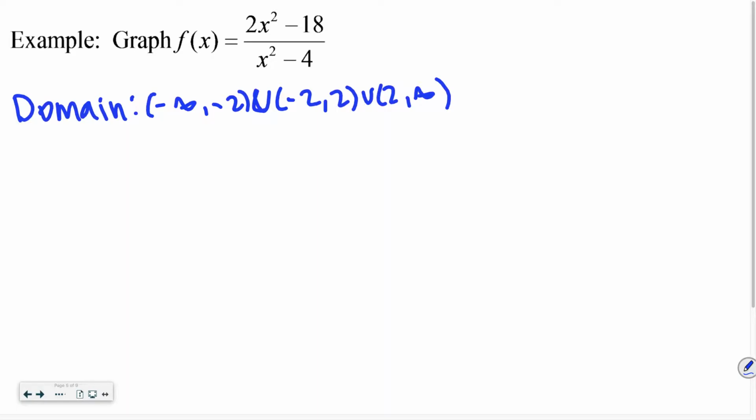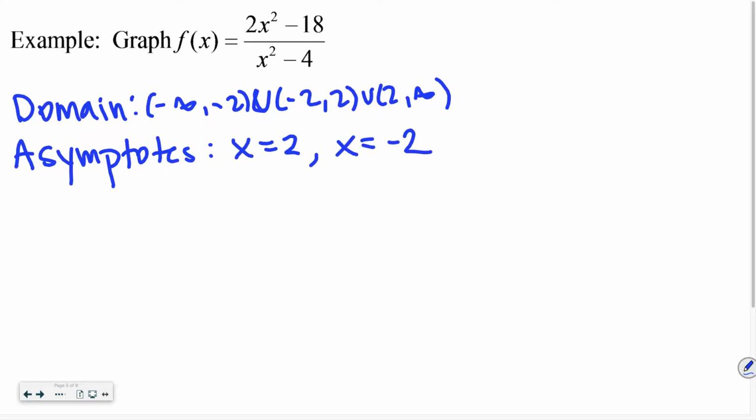Why are we excluding 2 and -2? Yes. And graphically, we have vertical asymptotes. You said all the right things, but I want to talk about what's happening on the graph. On the graph, we have asymptotes. Okay, there are our points of discontinuity.